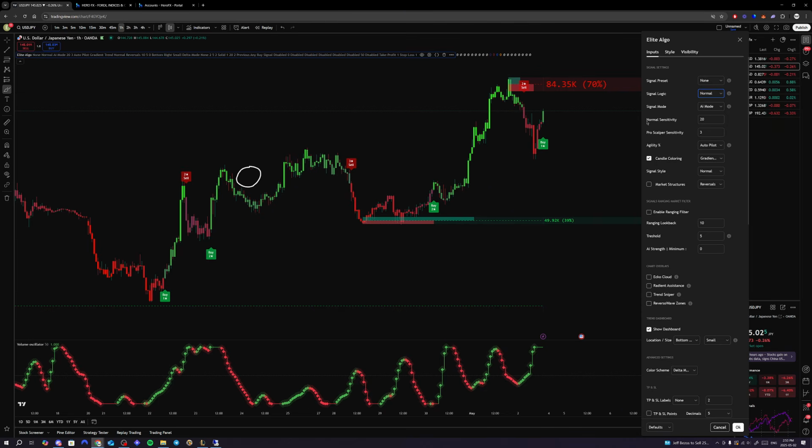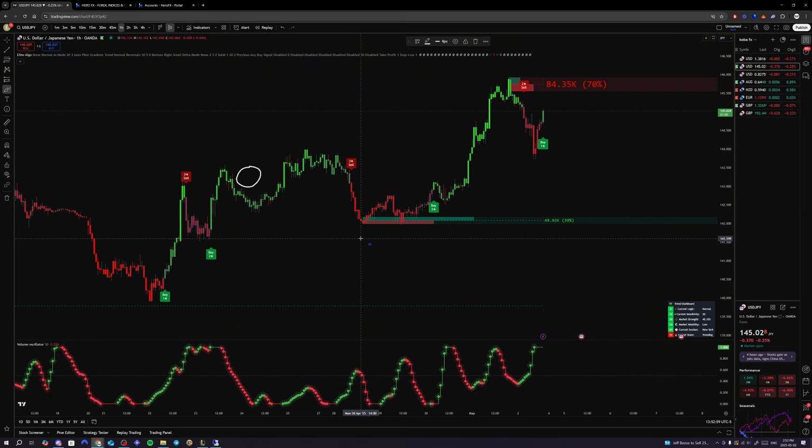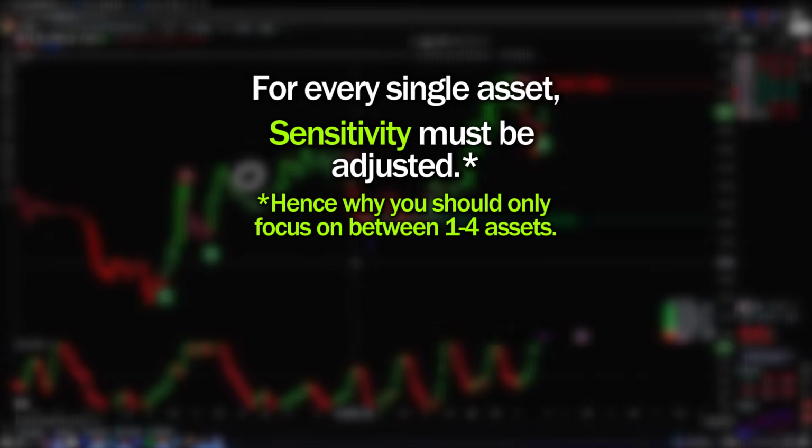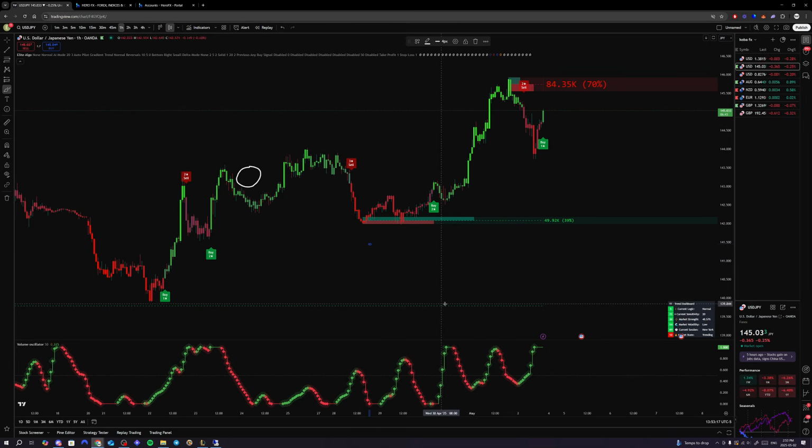So now we understand that the best possible sensitivity for us would be 20 because the chart looks nice and clean and there is no false signals on the chart. Now that we understand this, we're going to do this every single time we want to trade. Every single asset, we need to adjust it for that asset. That's also another reason why we only want to focus between 1 and 4 assets at a time. But overall, this looks pretty good. I'm happy with the optimization of Elite Algo on this chart.